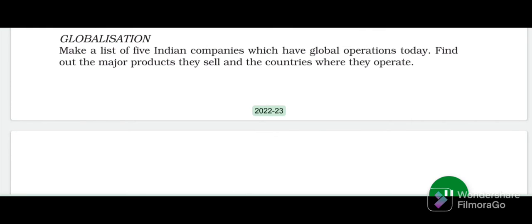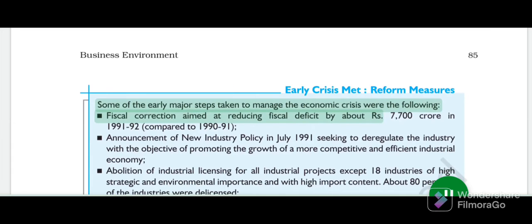Some of the early major steps taken to manage the economic crisis were the following: fiscal correction aimed at reducing fiscal deficit by about Rs.